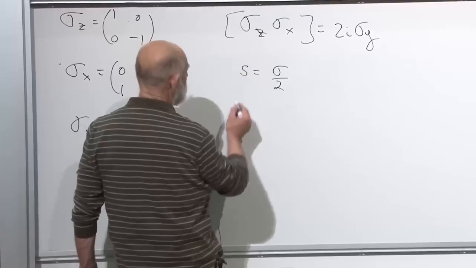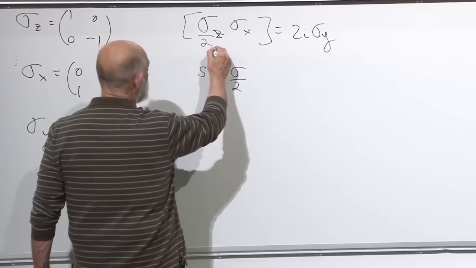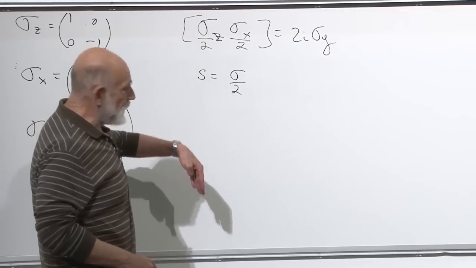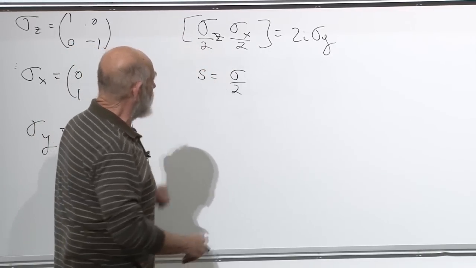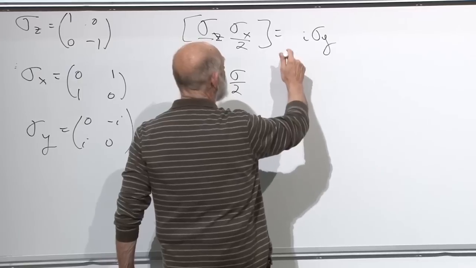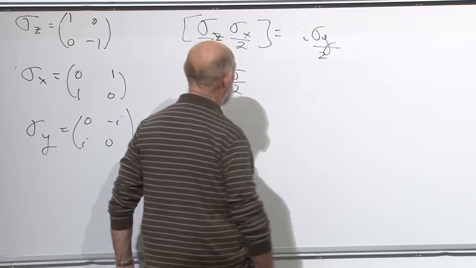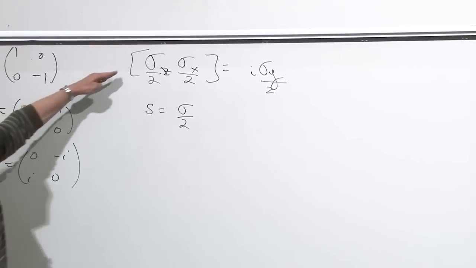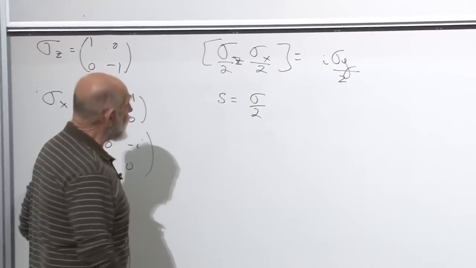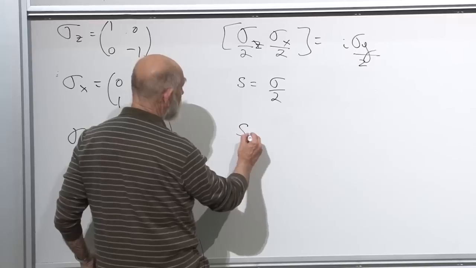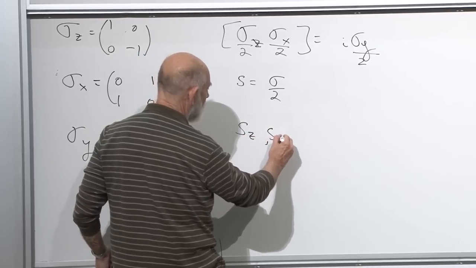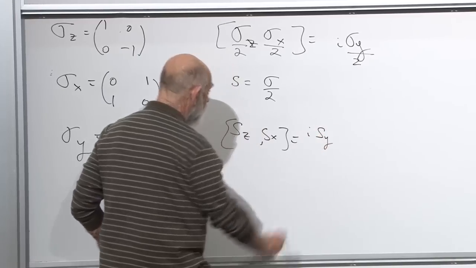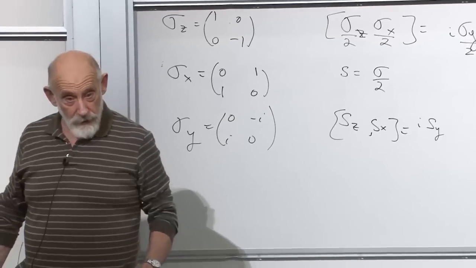Then we get, let's put a 2 in here, a 2 in here, and that altogether divides by 4. I put a 2 here, a 2 here, and I've divided the whole thing by 4. 2 divided by 4 is 1/2. So, yes, half the Pauli matrices satisfy exactly what they're supposed to satisfy: S_Z with S_X is equal to i S_Y, and likewise for the other commutation relations.